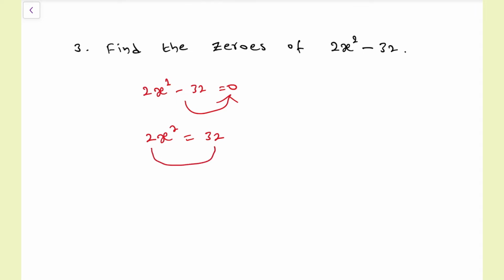Now take this 2 also to the right side. Here it is multiplication; if you take it to the other side, it becomes division. So x square is equal to 32 by 2. 2 ones are 2, 2 16s are 32. So x square value is 16. X square is 16, then what will be the x value? X is equal to plus or minus 4, because plus 4 square is also 16 only, minus 4 square is also 16 only.